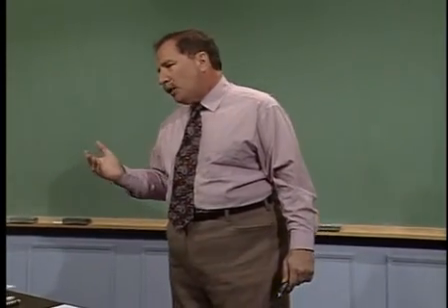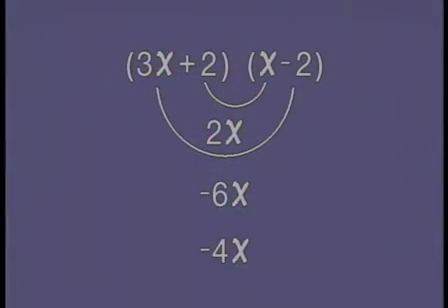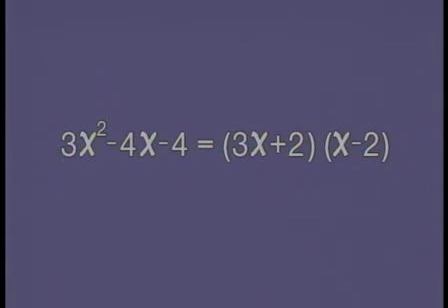We're going to try 3x plus 2 times x minus 2. Again, the 3x and the x, the 2 times 2. We multiply 2 times x and get 2x, 3x times negative 2 and get negative 6x. 2x and negative 6x gives us negative 4x. We have found the answer to our problem, as shown in the next visual. The original polynomial 3x squared minus 4x minus 4 equals 3x plus 2 times x minus 2. That's as tough as it gets with quadratic trinomials.